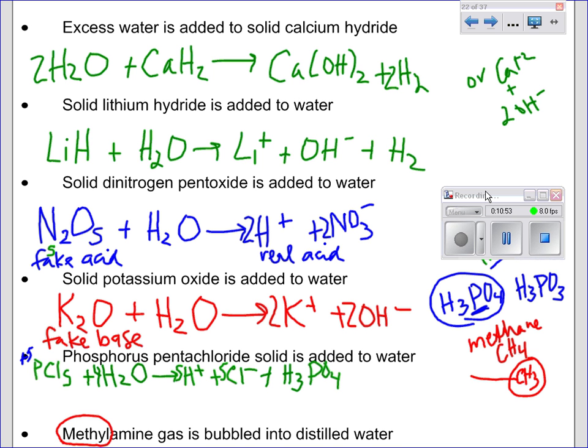Okay, so just using some common sense now and nomenclature simply, methylamine. What do you think it is? Methylamine.